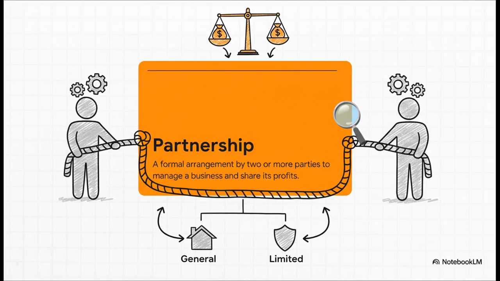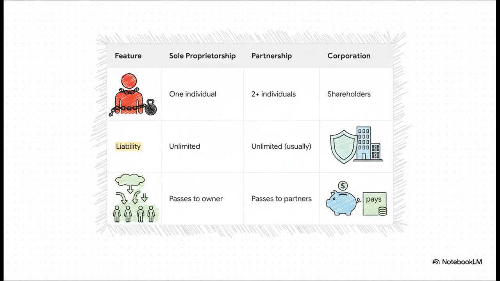And sitting right in the middle, you've got the partnership. The name says it all, right? It's a formal setup where two or more people get together to run a business and share the profits. It's kind of like a sole proprietorship, but for a team. And there are different types, some of which even offer a little bit of that limited liability we just talked about. This table really breaks it all down.